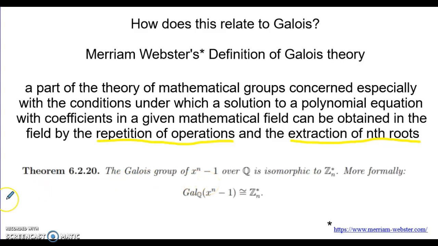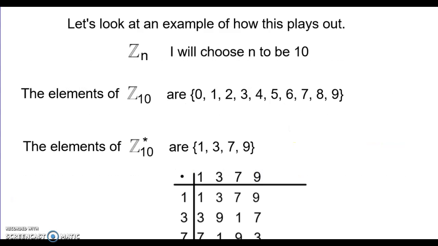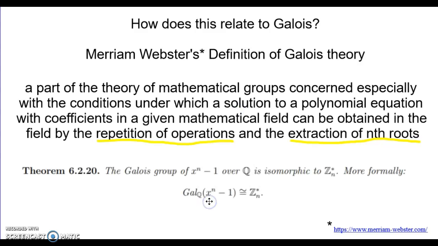Well, if we go back to theorem 6.2.20, it says this: the Galois group of x to the n minus 1 over the rationals is isomorphic to the integers modulo n star. So really what I just showed on this page is that I used integers modulo 10, so my Galois group over the rationals of x to the 10th minus 1 is isomorphic to the integers modulo 10 star. So there we have it written out. Again, my Galois group over the rationals of x to the 10th minus 1 is isomorphic to the integers modulo 10 star.